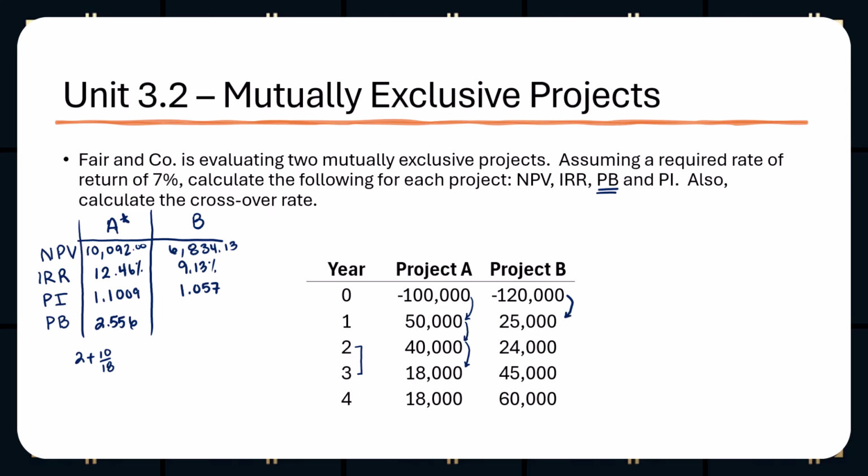Now let's do this again with project B. So I add the 25,000. I need to recover 95. If you have a calculator, you can do this with me rather than trying to do it in your head. Then we're going to add another 24 to that 95.